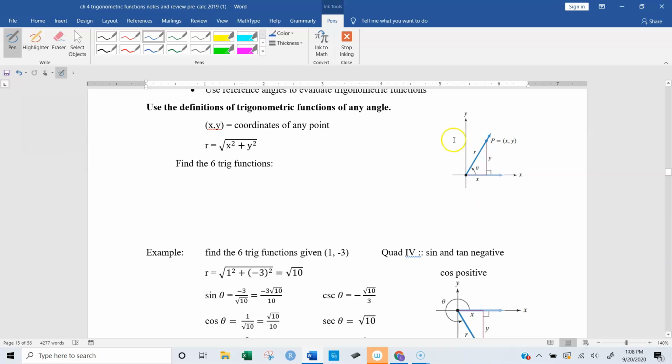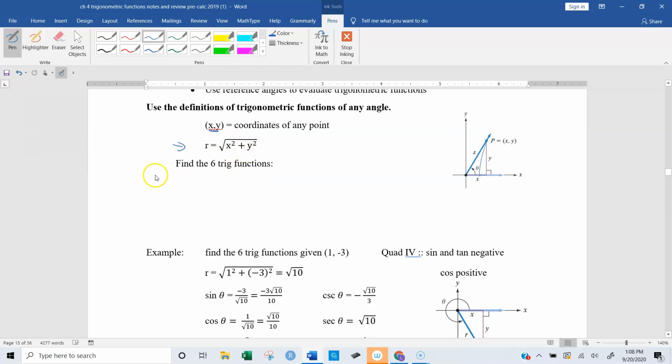All right, we have any angle now. We are no longer in the unit circle, so we have to find r. And it's the same as before. x squared plus y squared equals r squared. So to find r, we just take the square root. So if I give you the xy coordinates, you can find the 6 trig functions from that point.